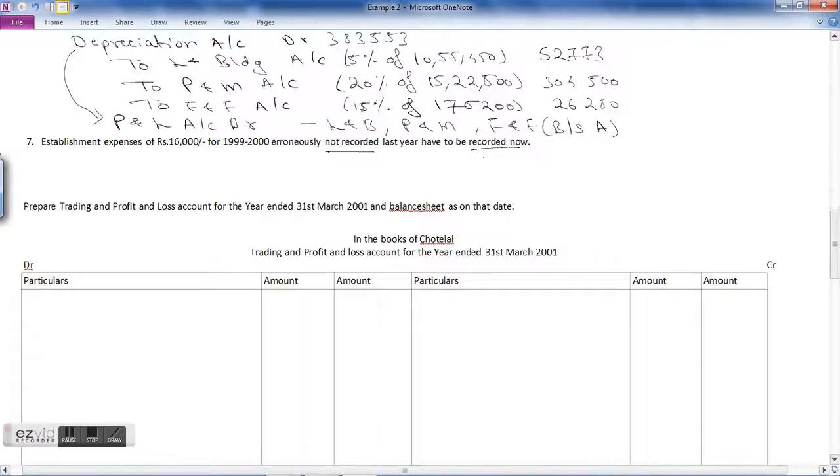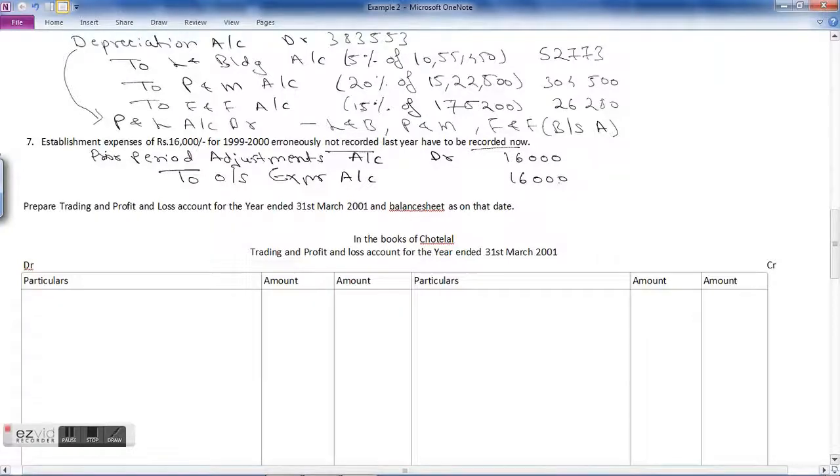Okay, so what we are doing is whenever there are some expenses not pertaining to that particular year, we create one nominal account known as prior period adjustment. Okay, so since this is an expense, the entry will be prior period adjustment account debit 16,000. Since the expense is not yet paid, it will come to outstanding expense account 16,000.